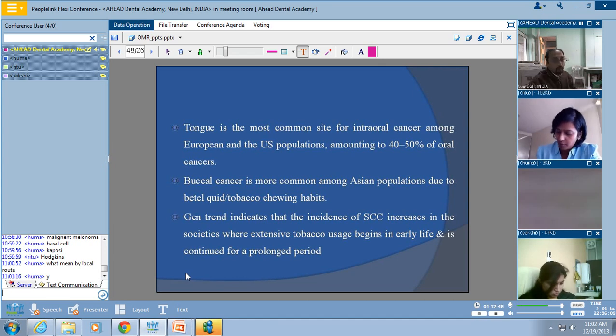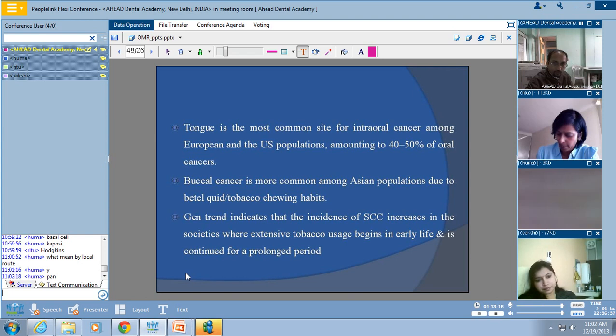Why? Because smokeless tobacco is more commonly used in developing countries, whereas in the developed countries, patients tend to use more of smoking, cigarettes, BD. So that is why tongue is a more common site for intraoral cancer there. Pan, tobacco, all that stuff is more commonly done in the Asian population. Is it clear?